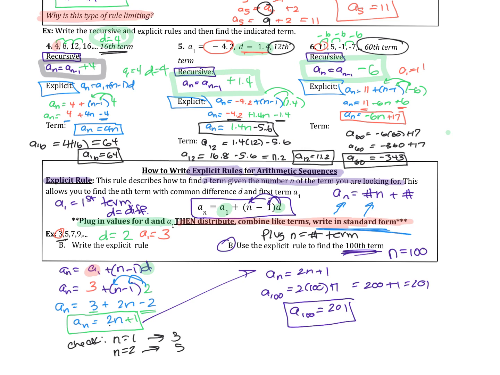So the explicit rule, the general form, is that a sub n equals a sub 1 plus n minus 1 times d. When you are writing an explicit rule, you need to plug in the number for a sub 1 and for d. Then you need to distribute your d value, combine like terms, and rewrite your final answer in standard form, meaning a sub n equals the part with the n plus the other value.